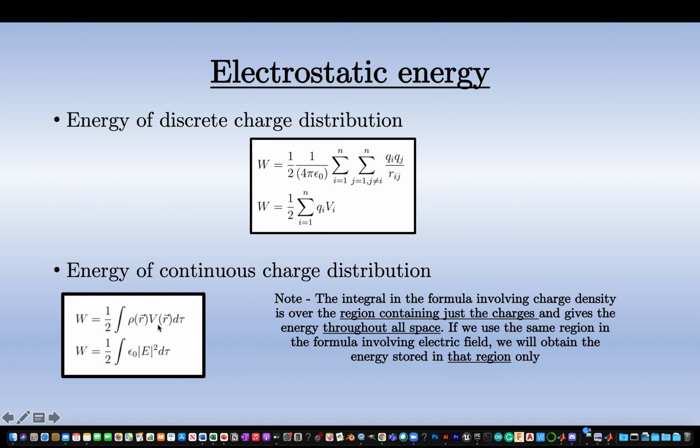The continuous charge distribution case has two versions, one with the charge density and one with the electric field. For the charge density version, one must keep in mind that we are only interested in the region containing all the charges and not necessarily the entire space. For the electric field version, we need to take the entire space into account to find the total energy. If we take the same amount of space as in the first formula, we won't get the total energy required to set up that system. This is a common mistake, so the difference must be kept in mind regarding where these two formulas are applicable.